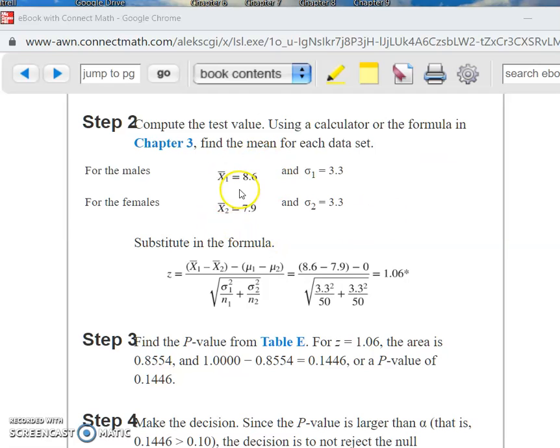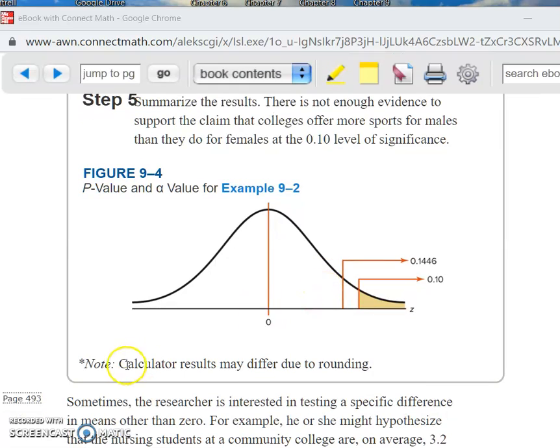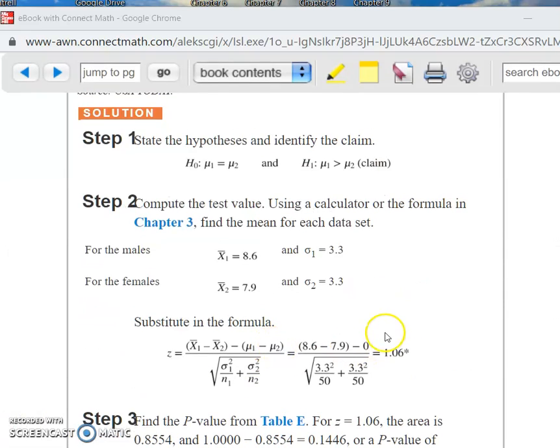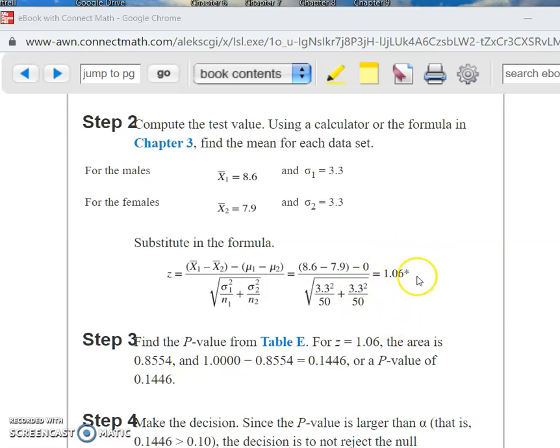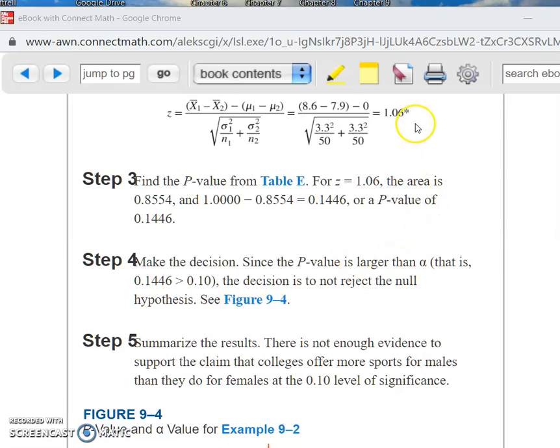So you calculate x bar 1 and x bar 2, and then you plug into your formula, okay, and what do you get? You get 1.06. Now this little asterisk here is just telling you not to be surprised if your result is slightly different, because there are going to be rounding errors and so forth, okay? So anyway, you got this 1.06. So now we have to find the p-value that corresponds to this. I'll go ahead and help you with that, just do one more of these.